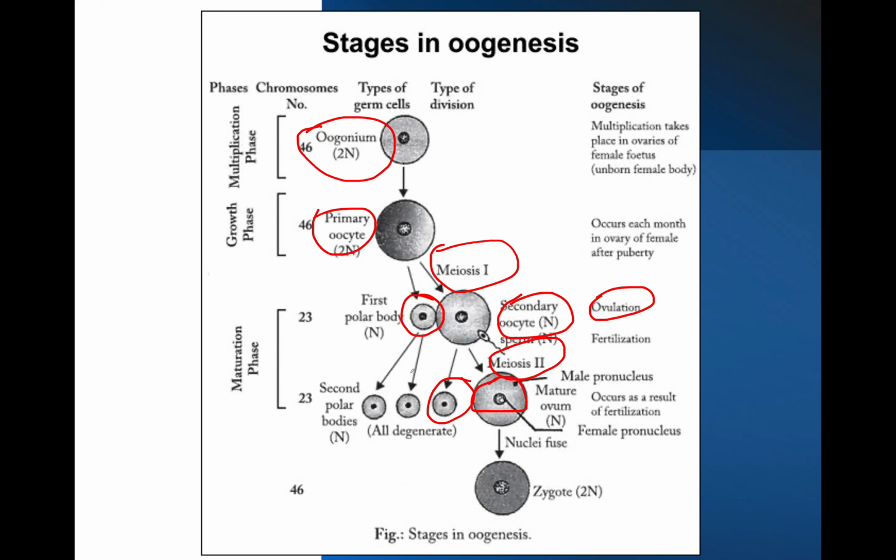Now sometimes this first polar body, children, also divides to form its own two polar bodies. Oogenesis produces 4 haploid cells, right? And what do they consist of? They consist of 3 polar bodies that will degenerate, break down and fall away, as well as 1 haploid ovum.